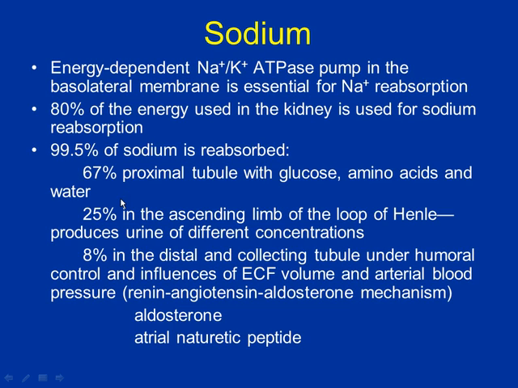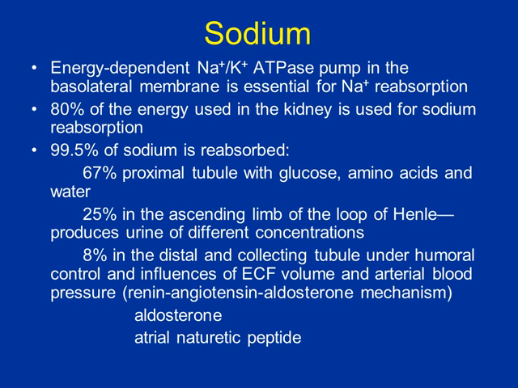All right, and then 25% in the ascending limb. So what's right after the proximal tubule? The ascending or descending limb? The descending. So how much sodium is absorbed in the descending limb? None. Nothing at all. 0% is absorbed in the descending limb. And there's a reason for that. We'll talk about it later.